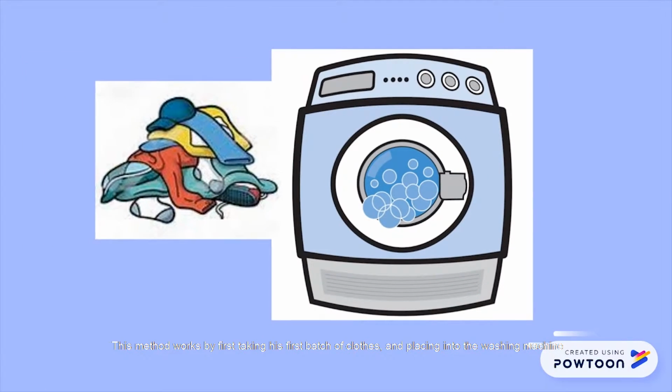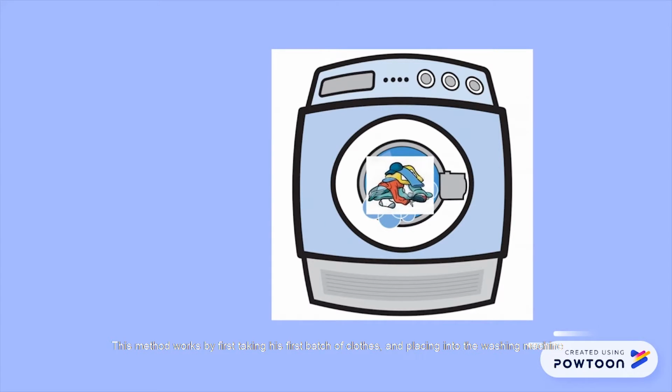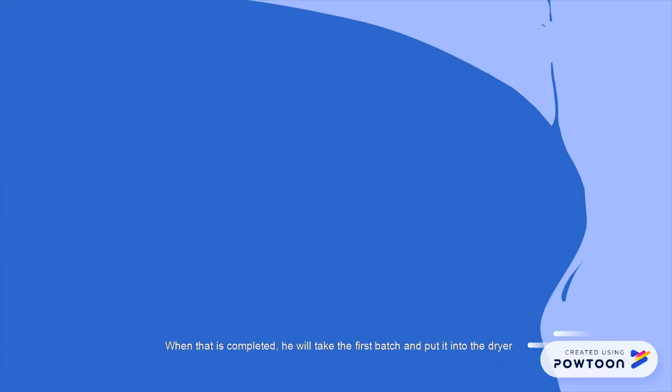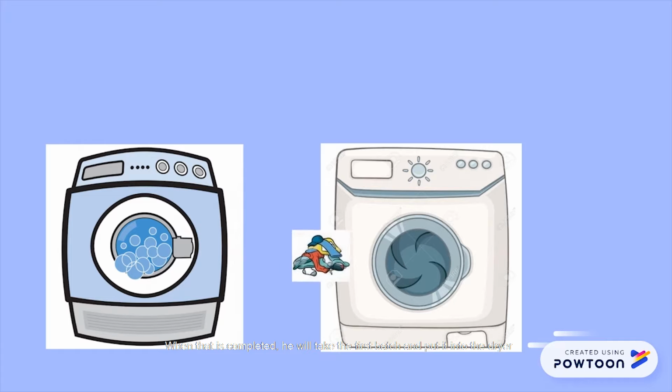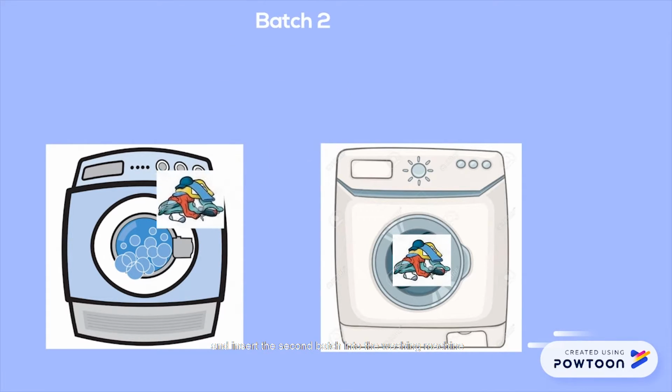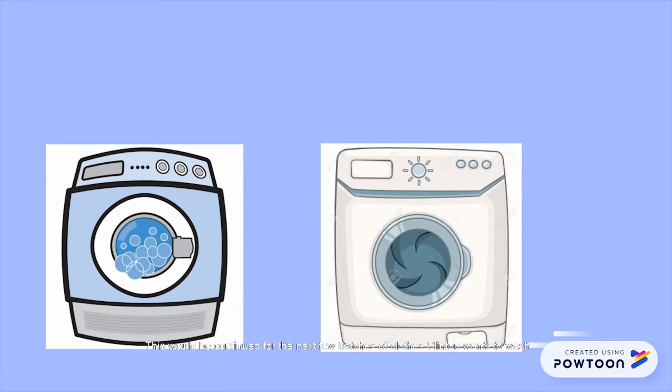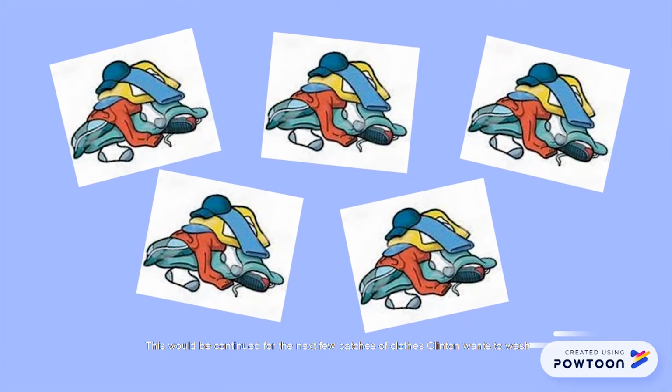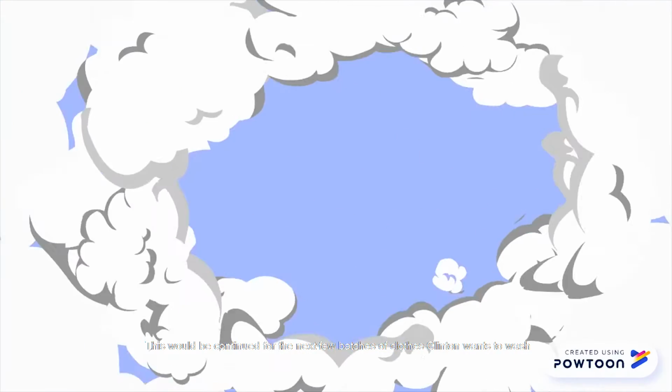This method works by first taking his first batch of clothes and placing it into the washing machine. When that is completed, he will take the first batch and put it into the dryer and insert the second batch into the washing machine. This will be continued for the next few batches of clothes Clinton wants to wash.